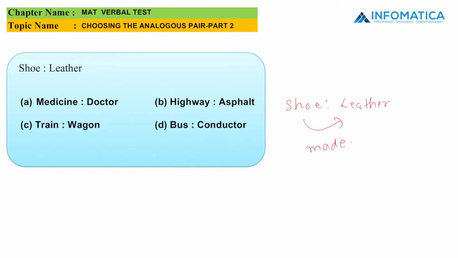So let us see the options again. If I see option B, which is highway is related to asphalt. So is highway made of asphalt? I can definitely say that highways are related to asphalt because we make highways with what? We make it with asphalt. So option C is the right answer.